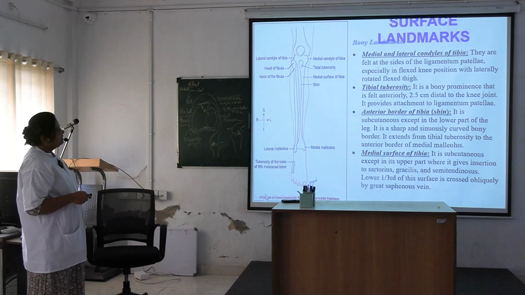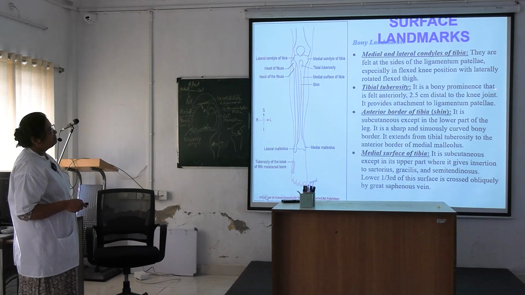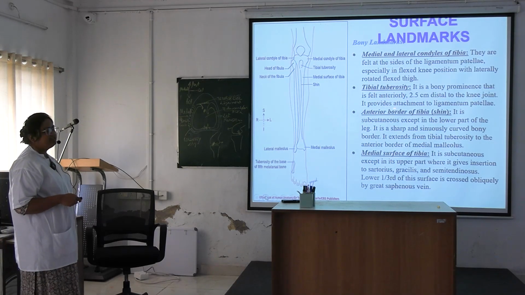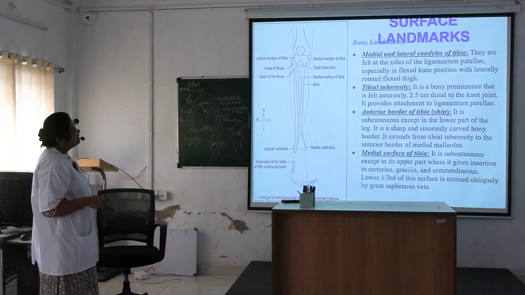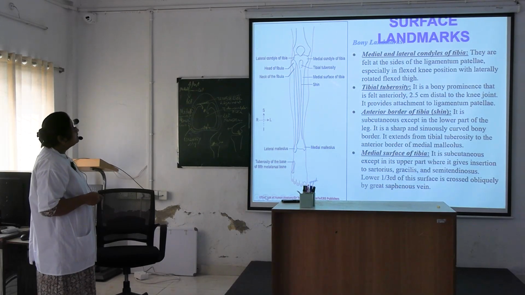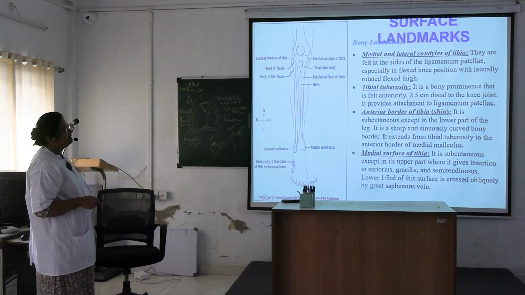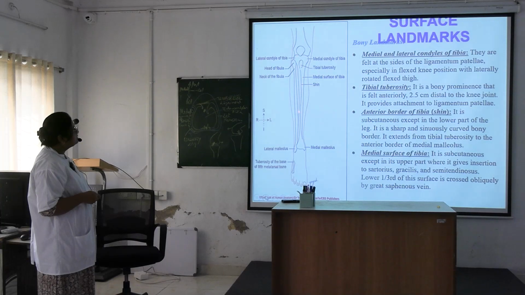Okay. Tibial tuberosity, this prominent projection is tibial tuberosity. It is a bony prominence that is felt anteriorly 2.5 cm distal to the knee joint and provides attachment to the ligamentum patellae. Okay, that's why it is important, tibial tuberosity. Next is anterior border of tibia or shin border. See, this is anterior border, also known as shin border.